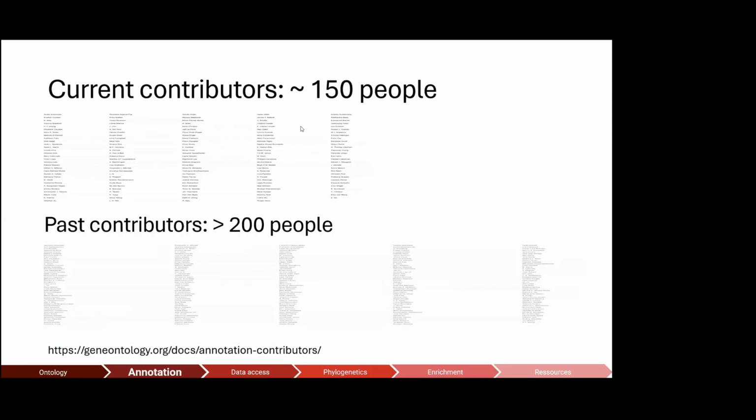So to give you an idea, there are roughly about 150 people now that actually annotate using the GO. And in the past, you had more than 200 people. So a lot of people are involved in this project, in curating GO and making GO annotations.